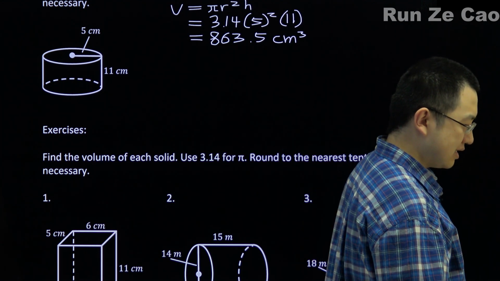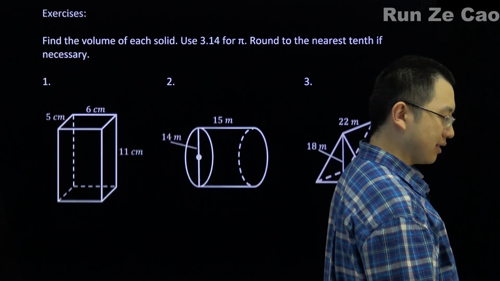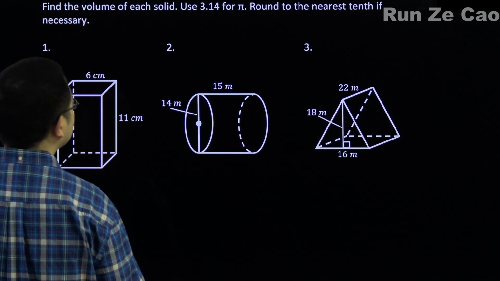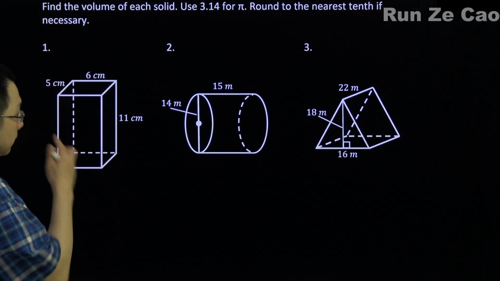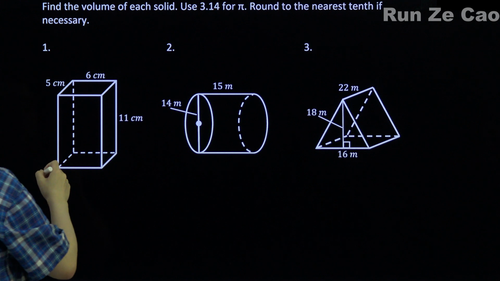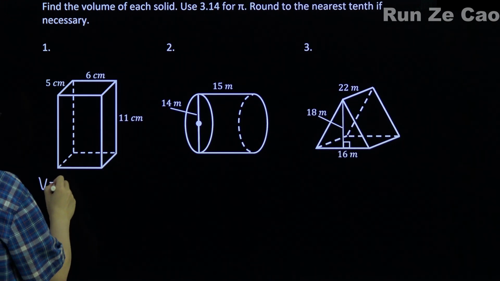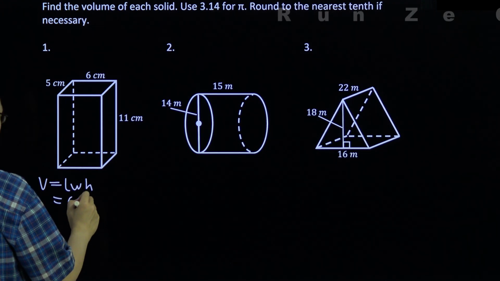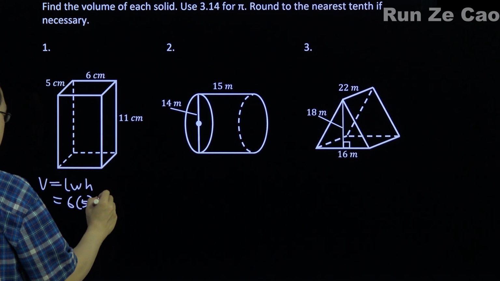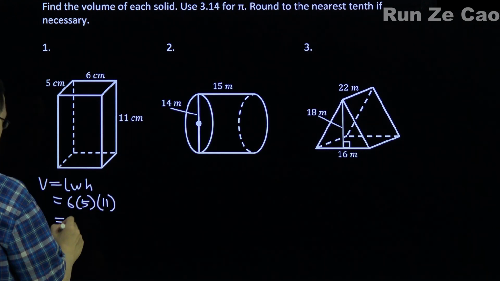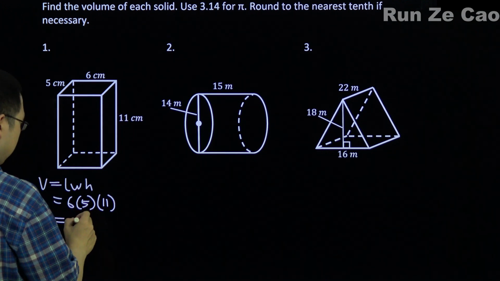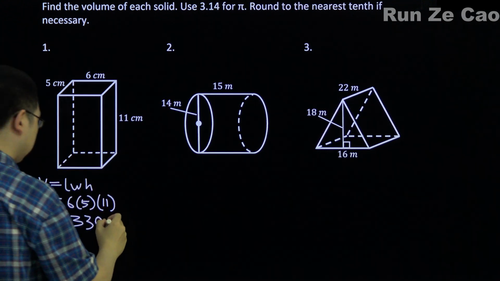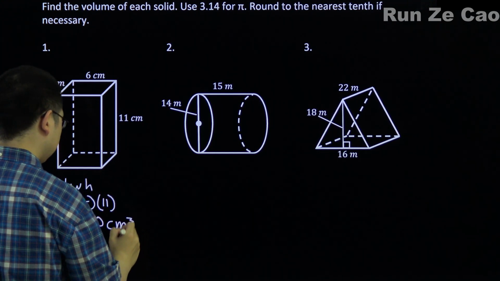So, exercises. Find the volume of each solid. Use 3.14 for pi and round to the nearest tenth if necessary. The volume is equal to length times width times height. So 6 times 5 times 11. So that's 30 times 11, or 330. And it's centimeters times centimeters times centimeters, so centimeters cubed.